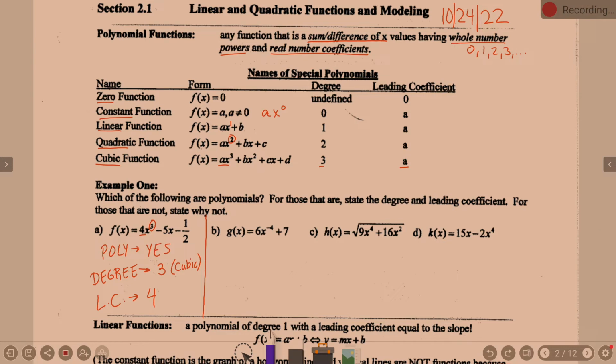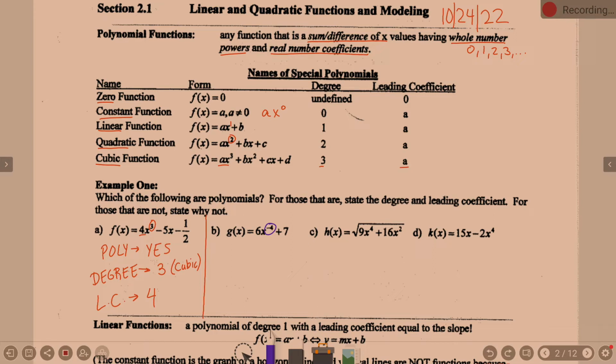Okay, what about B? G of x equals 6x to the negative 4th plus 7. I can't even finish reading it. Why are you guys telling me no right off the bat? Negative exponent. X is to the negative 4. Okay. Right there, guys. That is a negative 4. And polynomials, every term in a polynomial must have whole number powers. Is a negative a whole number power?